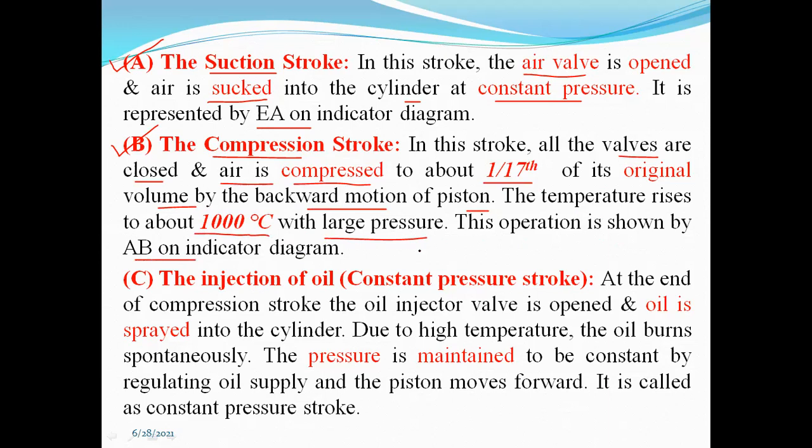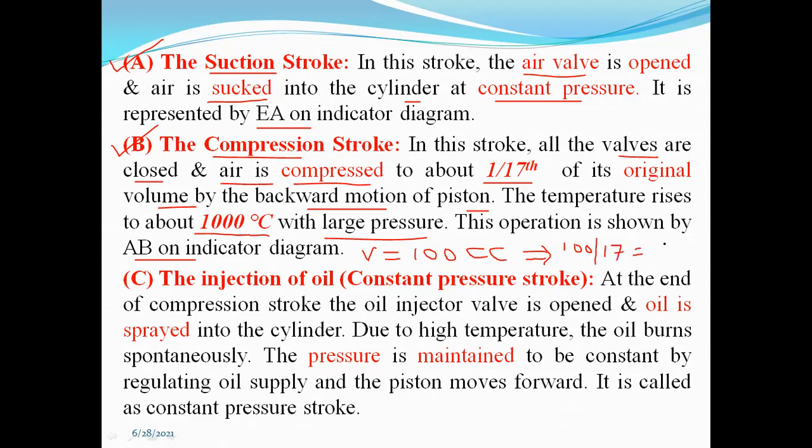So 1/17 means, suppose initially 100 cc, that is 100 cubic centimeters, is the volume of air which is sucked inside the cylinder during the suction stroke. If initially the volume of air is 100 cc, that is compressed to 100 divided by 17.